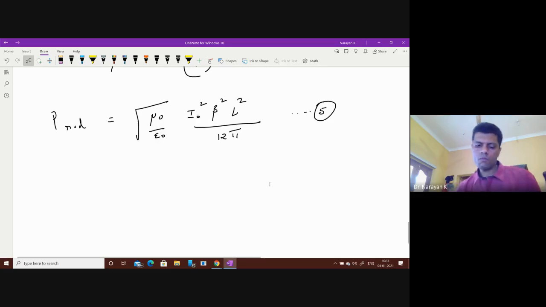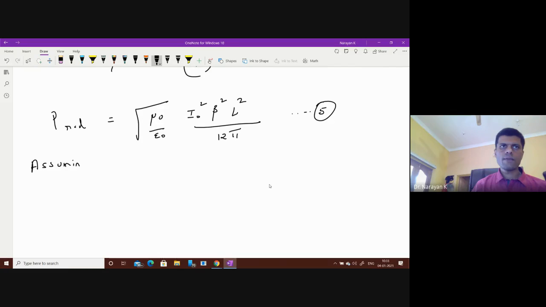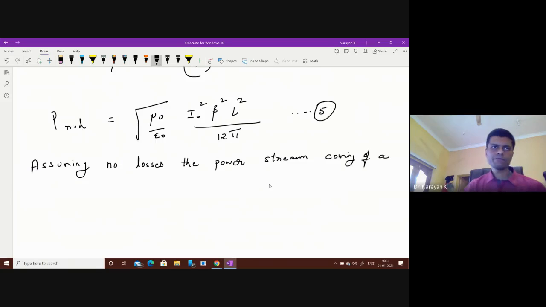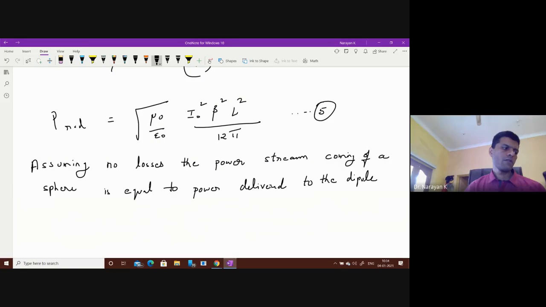Please write down now. Assuming no losses, the power stream coming out of a sphere is equal to power delivered to the dipole. Okay.